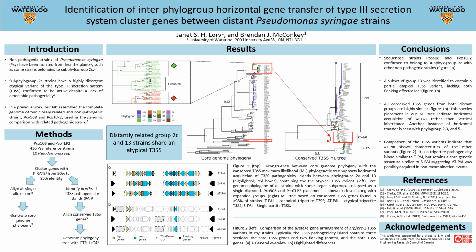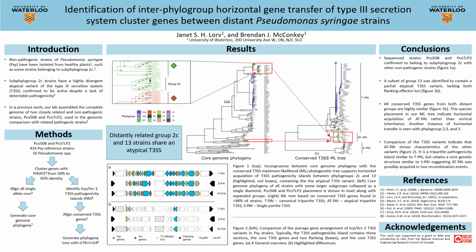But the interesting part is that it contains this atypical variant of the type 3 secretion system, which is actually a key determinant of virulence in this species. In fact, based on other studies, we actually know that this secretion system variant is active and can inject effector proteins into its host plant. So the objective of this work is to analyze these group 2C strains and their type 3 secretion system and compare it to other strains in this species complex. To do so, we will be using the complete genomes that we previously assembled for two putatively non-pathogenic group 2C strains, which are called Pico 508 and Pico TLP2.